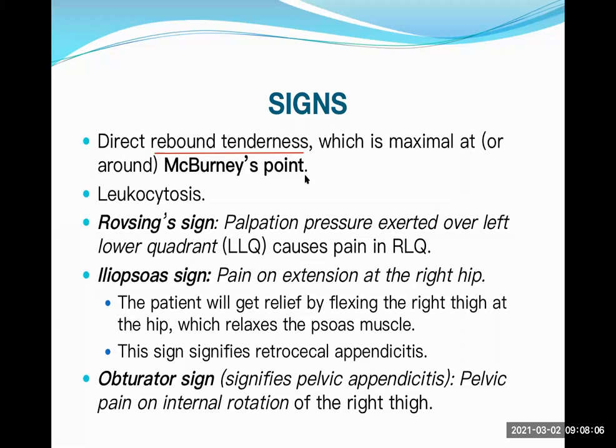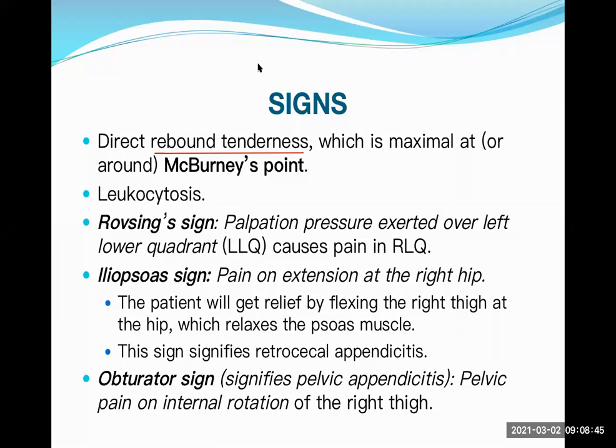So regarding McBurney's point, you need to know 2 landmarks. Those 2 landmarks are the umbilicus and the ASIS, the anterior superior iliac spine. Now, medial 2/3 and lateral 1/3. You need to remember it like that. That exact boundary between these 2 lines is the base of the appendix, or McBurney's point. And in case of acute appendicitis, it is the site of maximum tenderness.